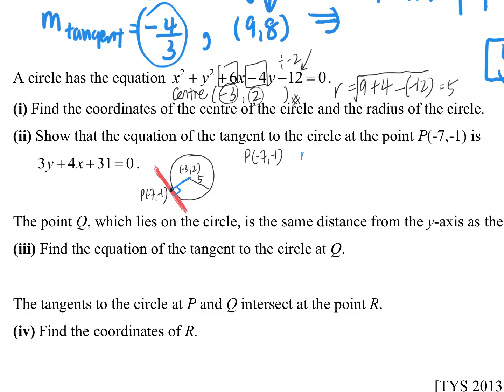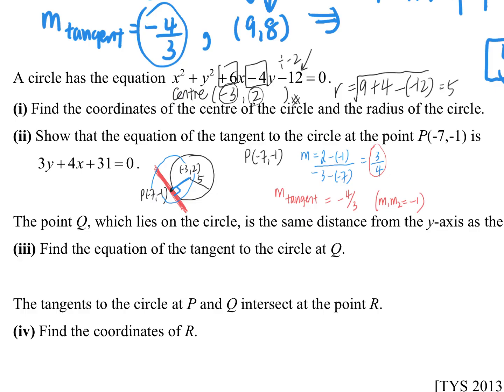So gradient is y2 minus y1 over x2 minus x1. So you will get 3/4. So this is the gradient of that blue line. So in order to find the gradient of your tangent line, you need to reverse the sign and flip this. So you get -4/3. The reason why is because of this. M1 M2 is -1. Okay?